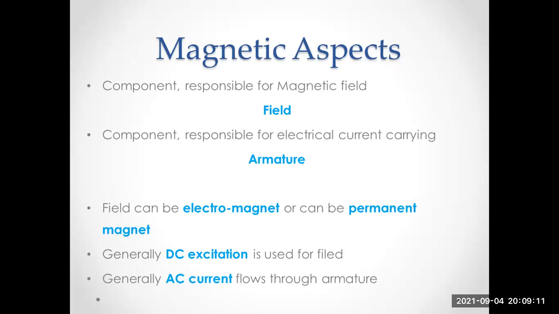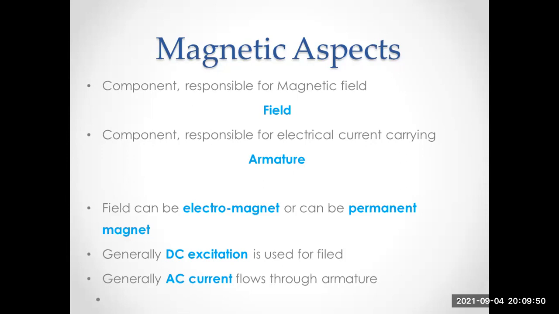Okay. Now, another component should be there in any machine which is responsible for carrying the electrical current only. That component will accomplish your middle finger, and that will be called the armature. Now, sometimes it is very difficult in a machine to identify which is field and which is armature. So if we can remember these definitions, then only we can identify which is field and which is armature.